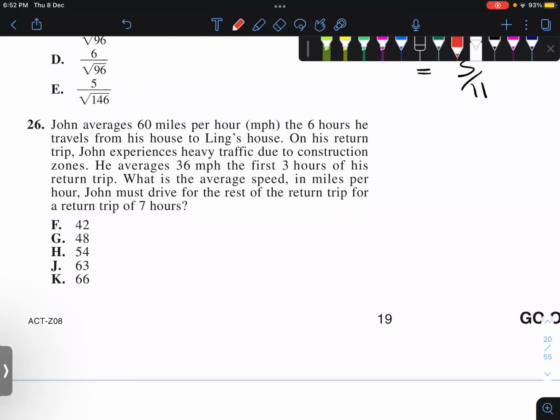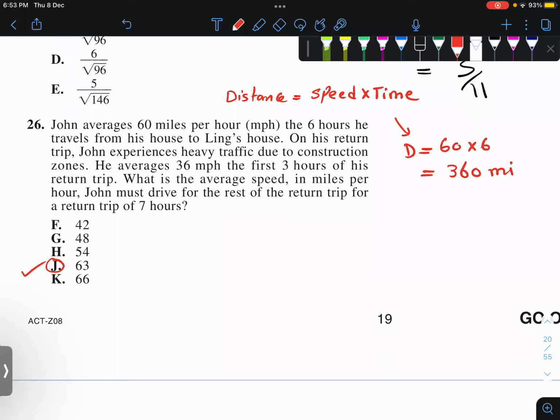How did you do it? What's the distance? How can we find the distance from the first given information, which is 60 miles per hour for 6 hours? The same distance, sure. That's why we can find the distance, yes, by multiplying speed times time. So distance is equal to 60 times 6, which is 360 miles.